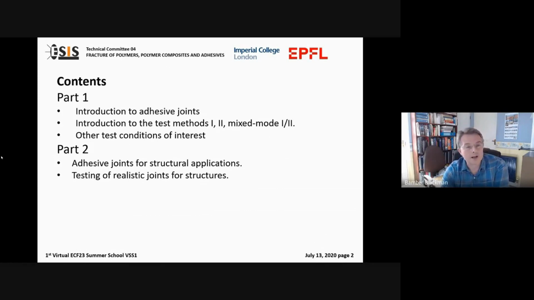And I'll end up with talking about some of the other test conditions that we're also interested in, some of which we're currently studying within ESIS TC4. In the second part, Tasos will talk more about structural applications, and describe it as testing of realistic joints. He'll describe more carefully what he means by that when we get to that point.